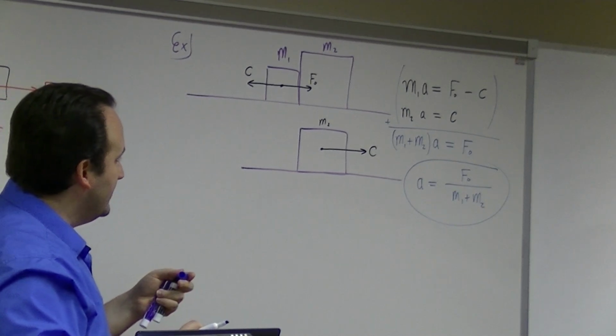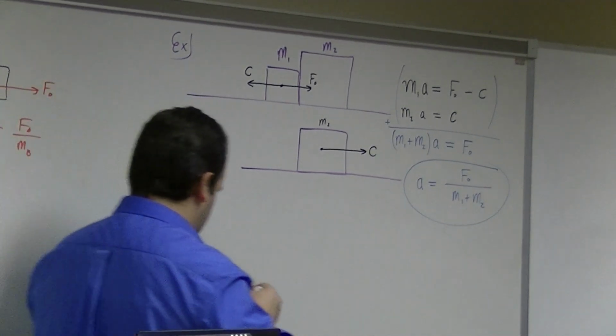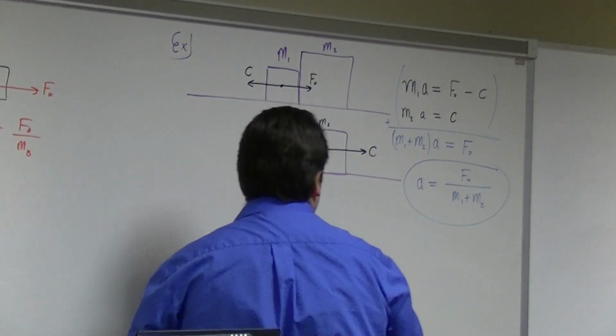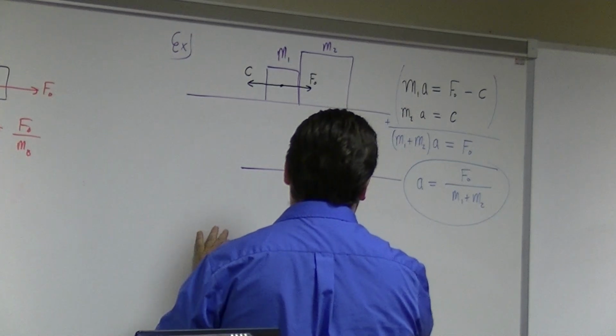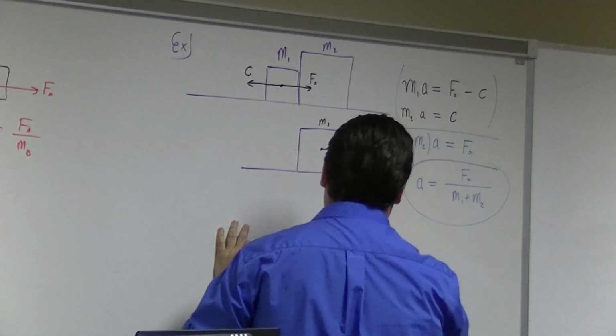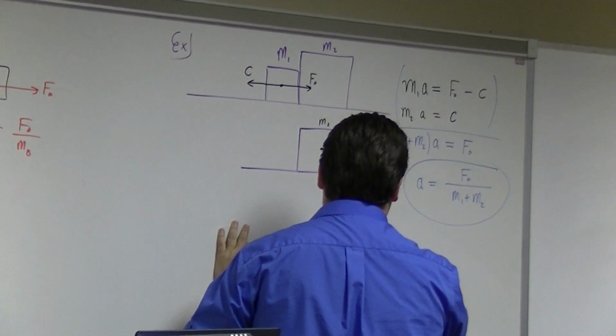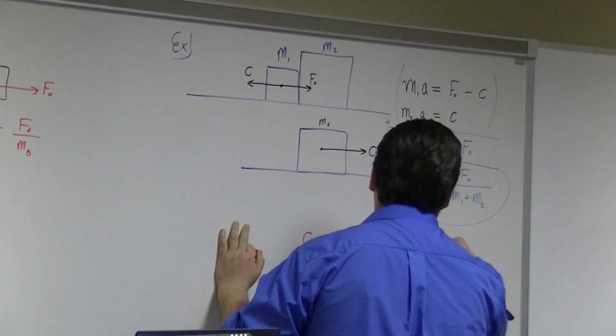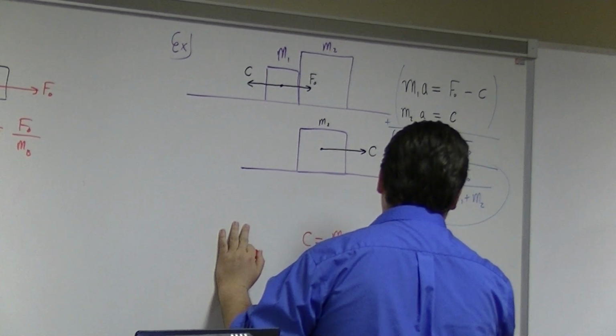I don't know. What's the contact force? Contact force is what? C? Right. I think the laziest way to do it is M2 times A. So that's F naught times M2 divided by M1 plus M2.